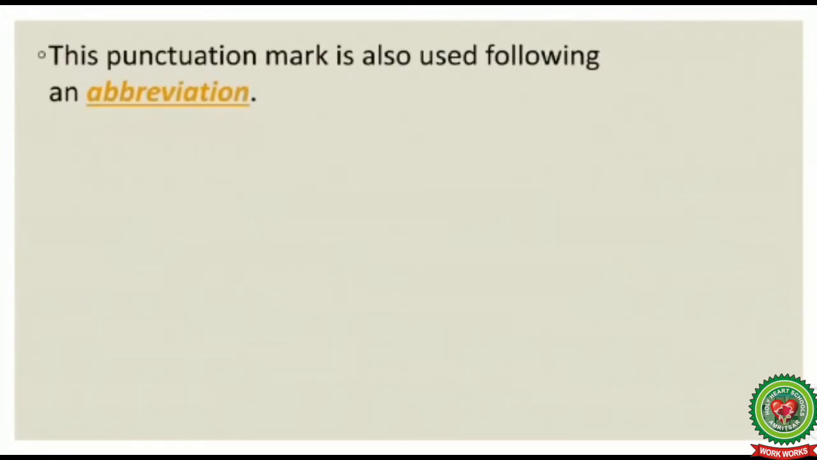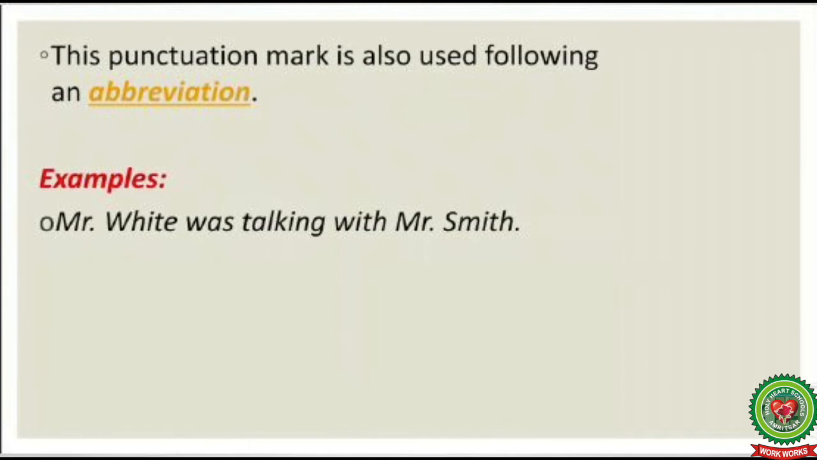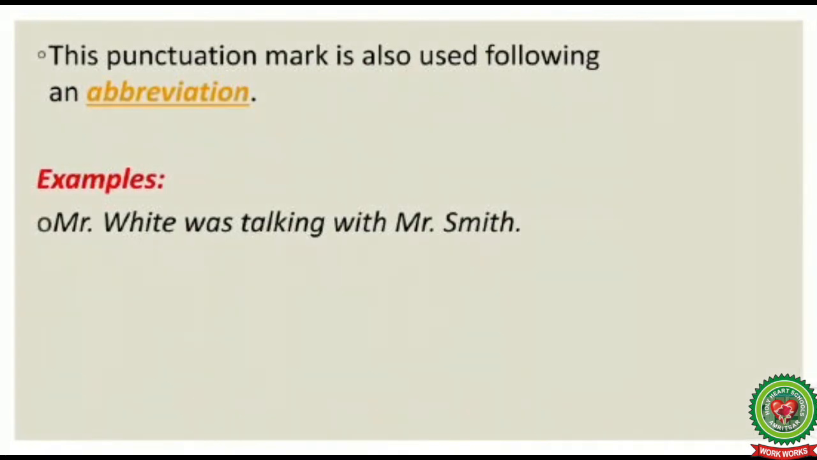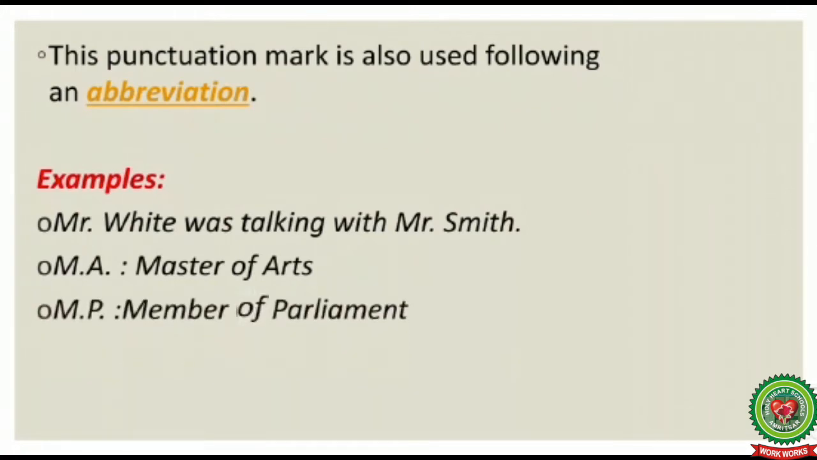This punctuation mark is also used following an abbreviation. Examples: Mr. White was talking with Mr. Smith. Children, Mr. is the abbreviated form of M-I-S-T-E-R, Mister. So, we always put a full stop after M-R. M.A., Master of Arts. M.A. is the abbreviated form of Master of Arts. M.P., Member of Parliament. So we put full stop after M and P.